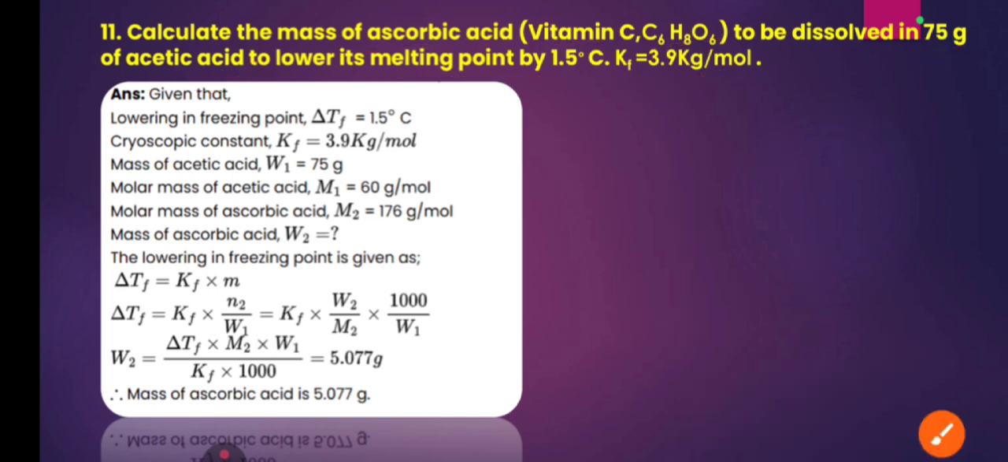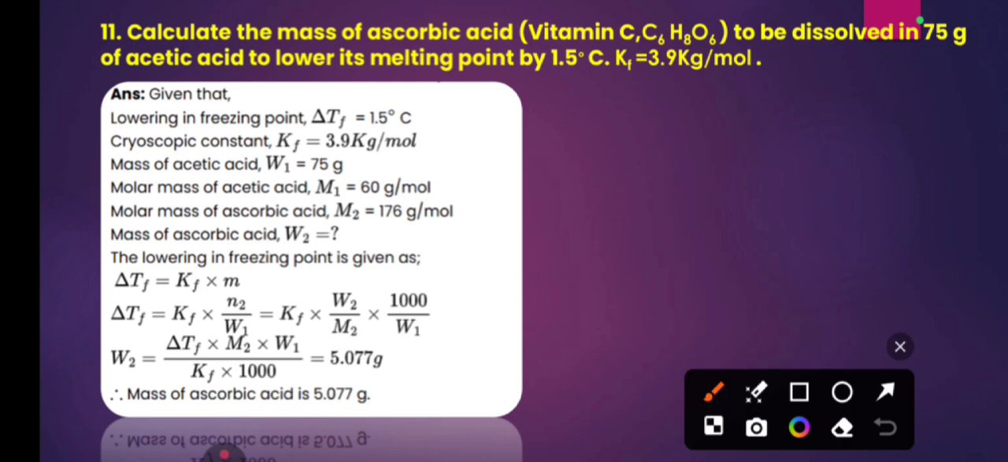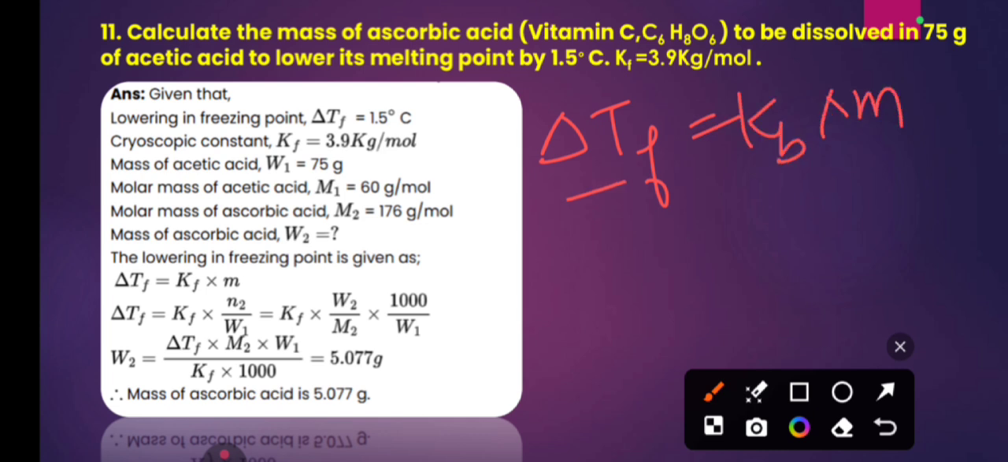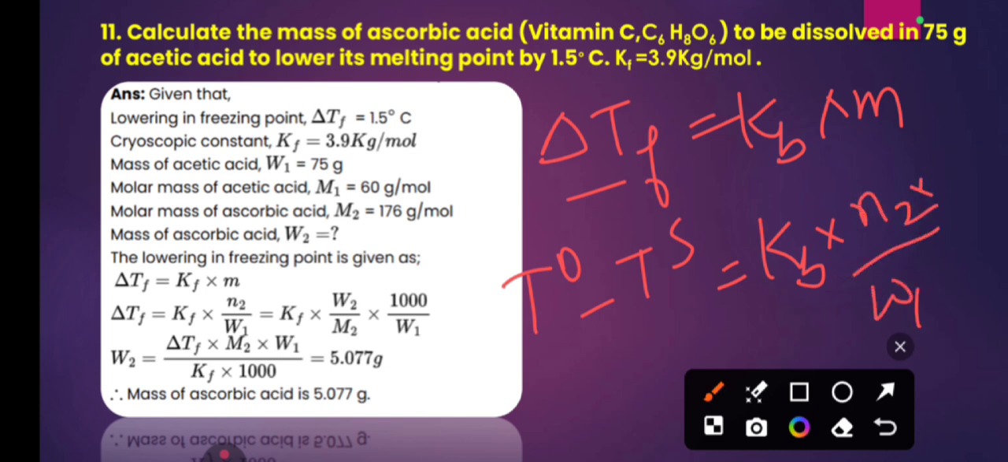Again you have to use the formula for lowering in freezing point. And what is the formula? Delta TF is equal to KF into m. What is delta TF here? T naught minus TS is equal to KF into m. And what is m here? Moles of solute divided by W1 into 1000. We have already done numericals related to this formula, but that was for elevation in boiling point. It is similar only. Here KF will come because we are talking about the freezing point. Freezing point and melting point both are considered the same here.